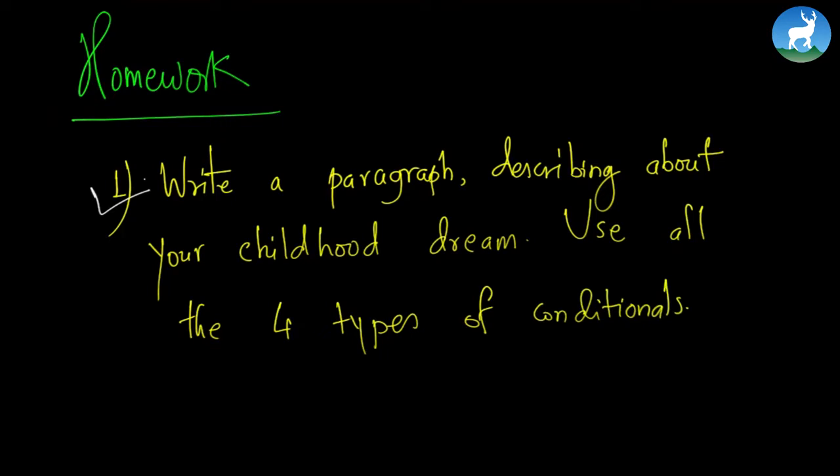Maybe as a child you had one dream. Maybe you wanted to be a doctor, engineer, something else. Maybe a poet, a writer, a politician. I don't know. Your dream. So just write a paragraph describing your childhood dream. You can use all the different types of conditionals that I taught you right now. So that's your homework. With this, we have come to the end of today's class.